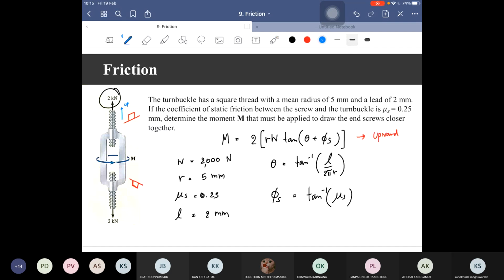Okay, so for this system, we have M equal to 6.37 Newton meter.